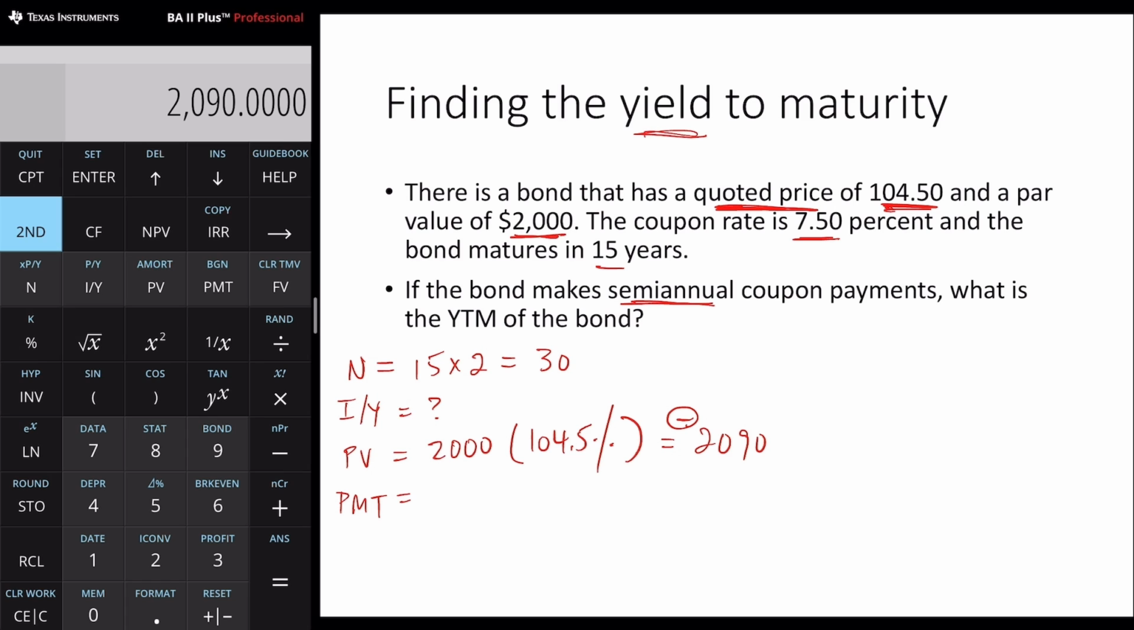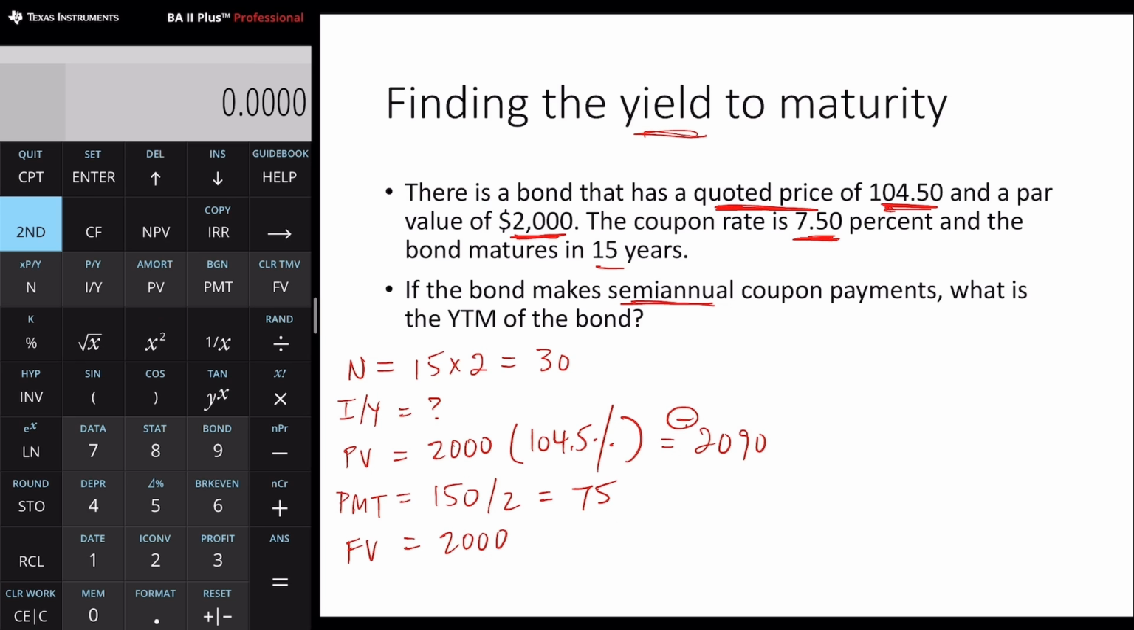The payment is the coupon rate of 7.5% multiplied by the par value amount. So 0.075 times 2,000 is 150. Now that's the annual payment, so I divide that by 2, and what is actually paid is $75 every 6 months. And then lastly, we have the par value amount, which is 2,000, and that gets paid back to us at the end when the bond matures.